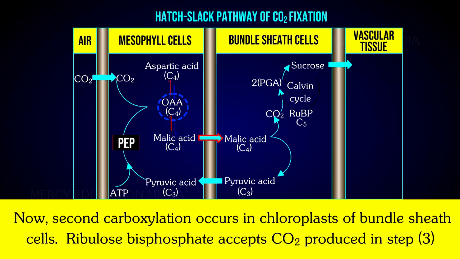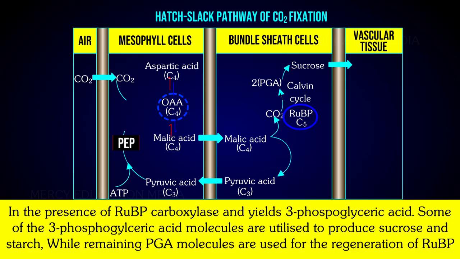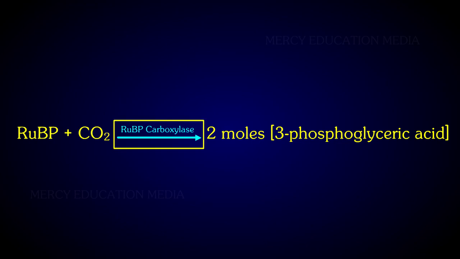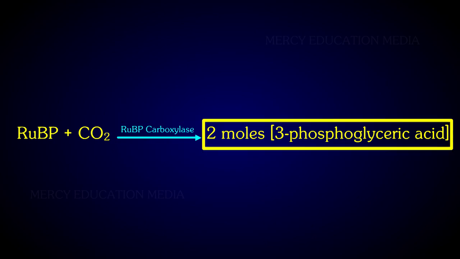Now, the second carboxylation occurs in the chloroplast of bundle sheath cells. Ribulose bisphosphate accepts carbon dioxide produced in the third step in the presence of RuBP carboxylase and yields 3-phosphoglyceric acid. Some of the 3-phosphoglyceric acid molecules are utilized to produce sucrose and starch, while the remaining PGA molecules are used for the regeneration of RuBP. RuBP plus carbon dioxide in the presence of RuBP carboxylase forms 2 moles of 3-phosphoglyceric acid.